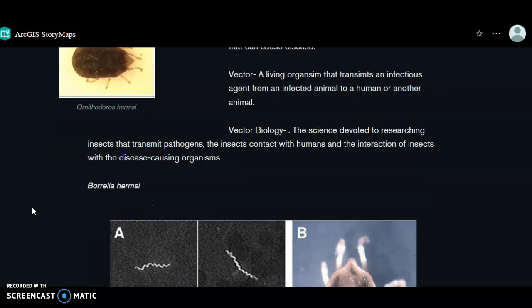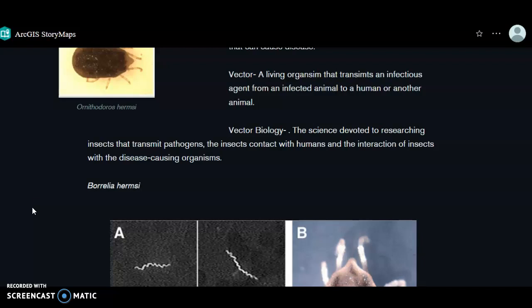Vector biology is a science devoted to researching insects that transmit pathogens, the insects' contact with humans, and the interaction of insects with disease-causing organisms. This is important because many insects act as vectors that transport pathogens that can have huge impacts on humans and other animals.